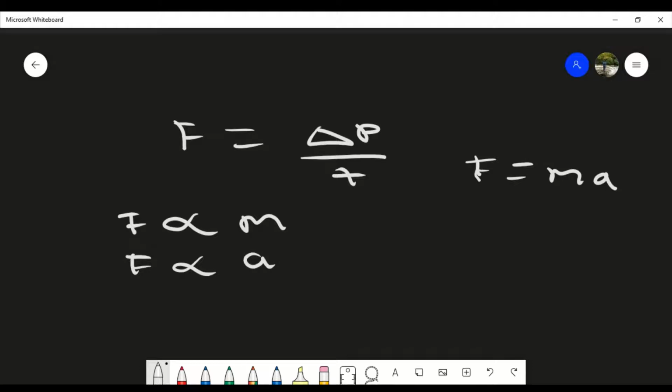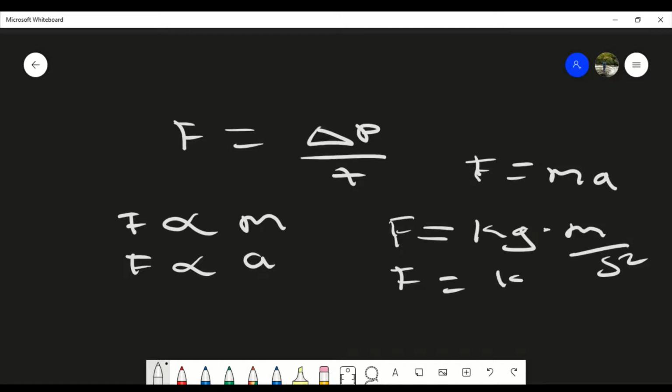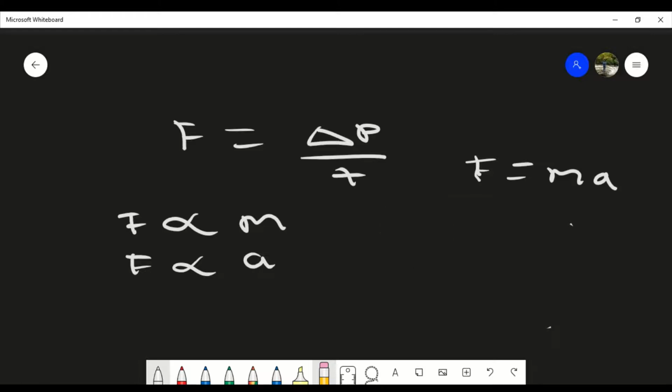And now let's try to find the unit of force. The common unit for force is newtons, but we have to see what that really is. The SI unit for mass is kg, and for acceleration it is meters per second square. So F is equal to kg meters per second square, and that's also considered to be 1 newton. The definition of 1 newton is the amount of force required to push an object with a mass of 1 kg at 1 meter per second square.